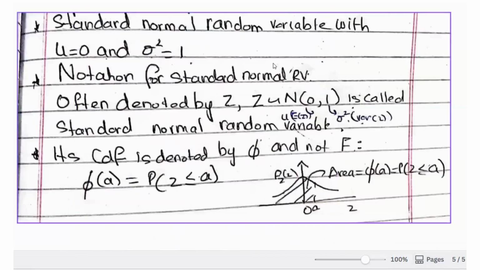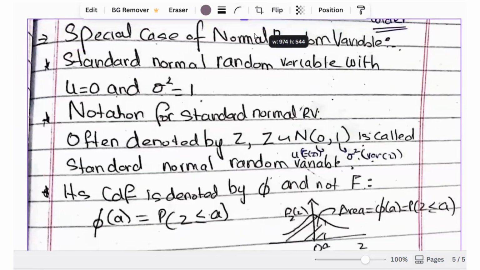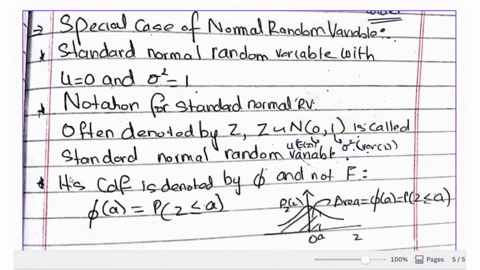Now, a special case of a normal random variable is a standard normal random variable, where its parameters are mean 0 and variance 1. The notation for a standard normal random variable is that we often denote it by z. So z, which is normally distributed with mean 0 and variance 1, is called a standard normal random variable.